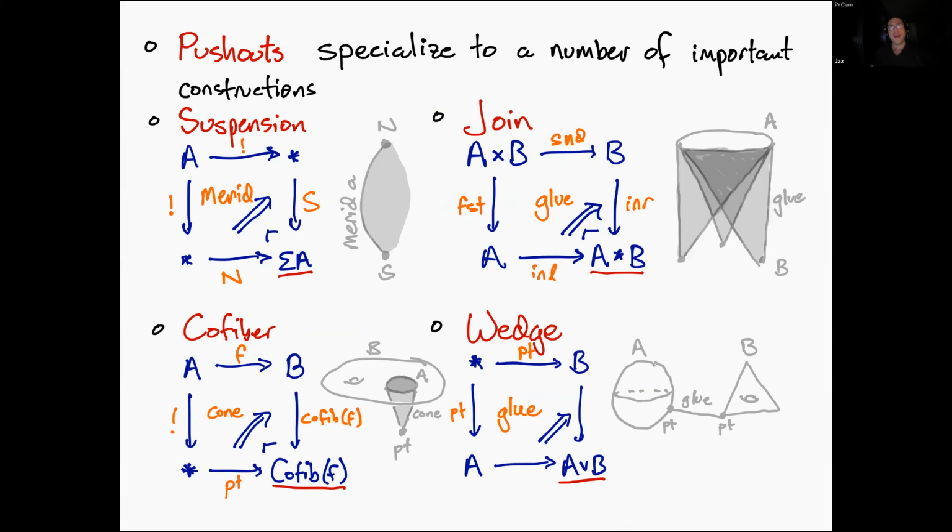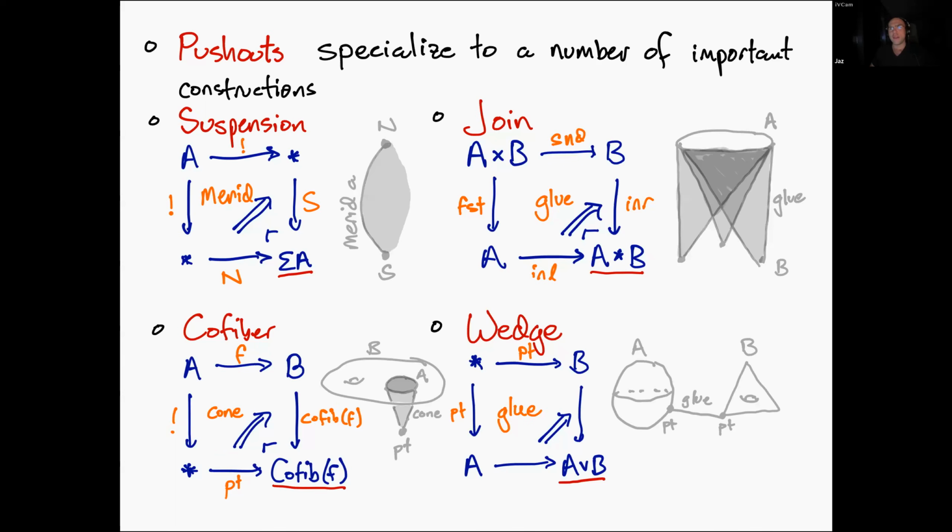So okay. Pushouts specialize to a number of important constructions in homotopy theory. Namely, we have the suspension, which is the pushout of the terminal maps over themselves. So the suspension here is we have 2 points, north and south, and we sort of hang our space in between them as paths. So we have this universal way of turning our space into paths between 2 points. That's the suspension.